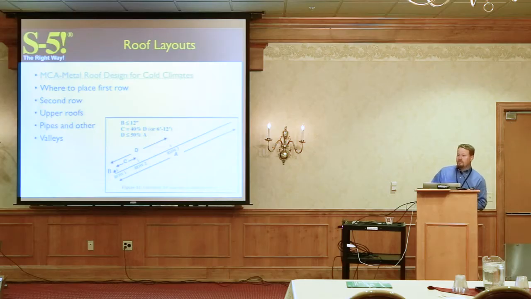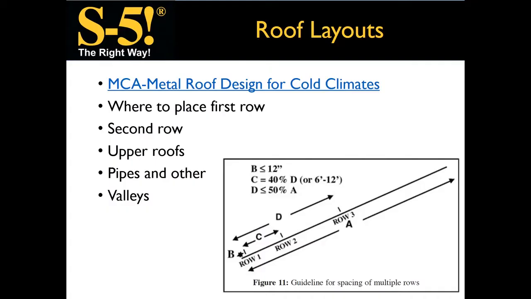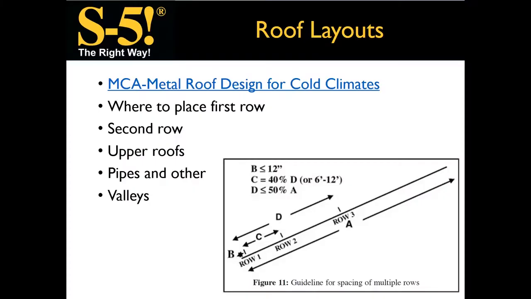I'm going to jump into some roof layouts quickly. On page 11 in the green book, you will see one of the most common questions we get is, where do we put the first row? And where do we put the second row, third row, etc.? Rob kind of went over that, and some people want to know the math. There is an equation in there, which you see here on my screen, that shows that math, and that is on page 11.